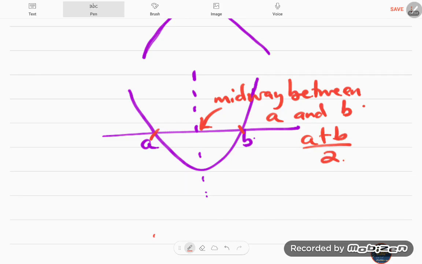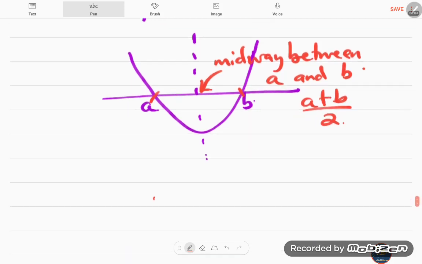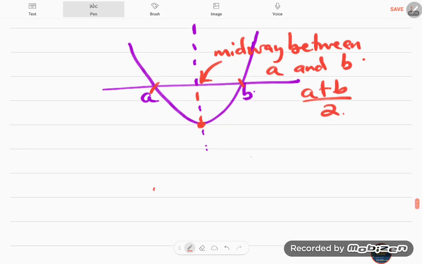We add the two numbers and divide by 2, and that gives you the x coordinate for the midpoint, and then you input that into the equation to find the y coordinate. So that's important to know, that the graph is perfectly symmetrical about the turning point right there. And how do we find the turning point? Usually you're going to be given a format of your quadratic equation that is of this format.